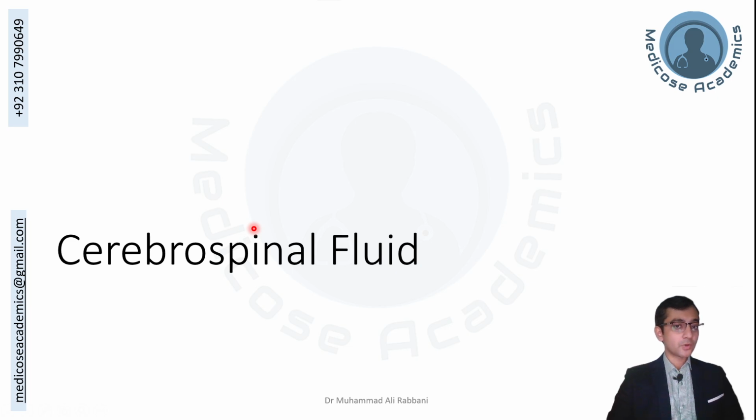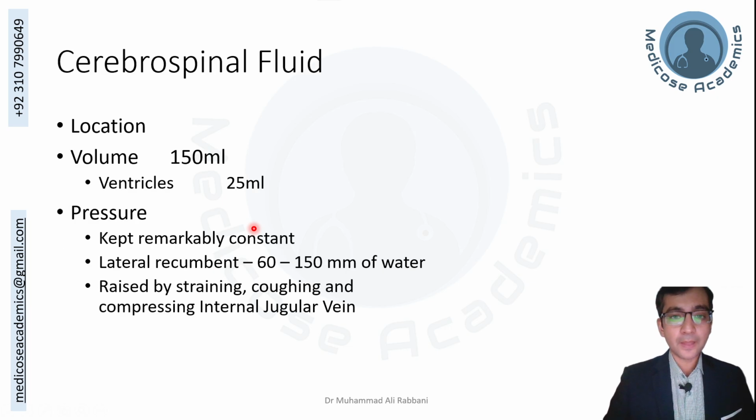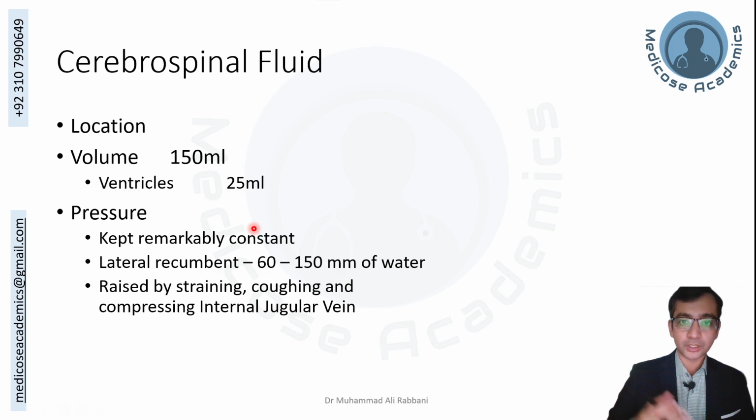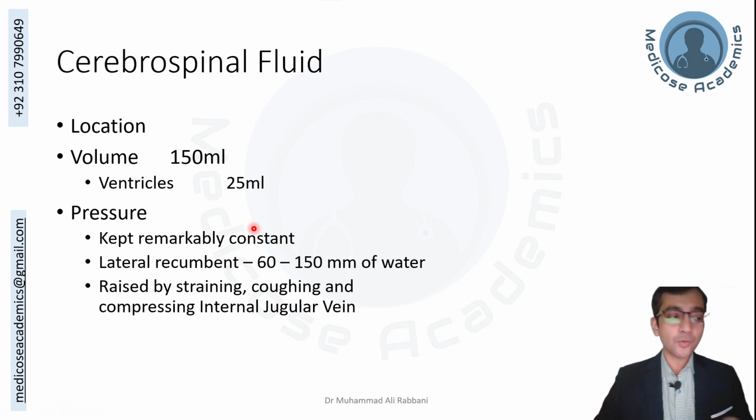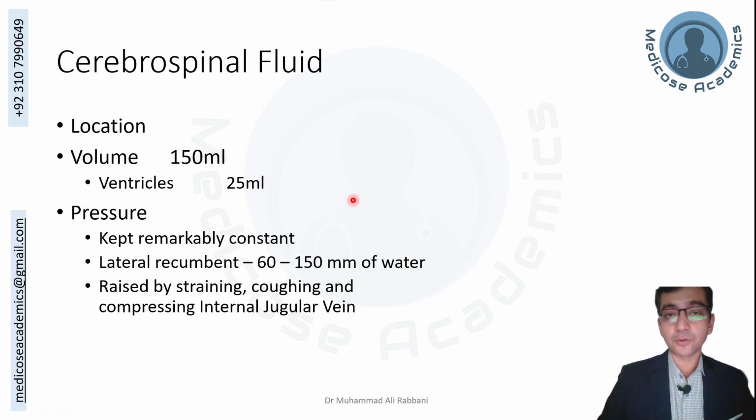Then let us talk about CSF itself a little. CSF, as you have seen extensively now, is present within the ventricles: the lateral, foramen of Monro, third, aqueduct, fourth, and central canal. A lot of it is present outside the brain within the subarachnoid space between the pia mater and the arachnoid mater. Overall there is about 150 ml of CSF, and 25 to 30 ml of it is present in the ventricles only. About 5 times more is present outside in the subarachnoid space.